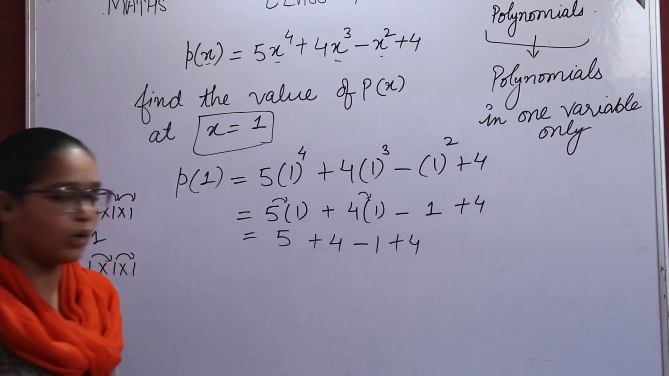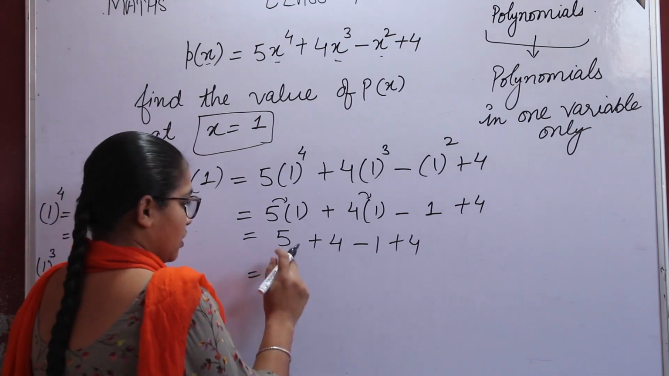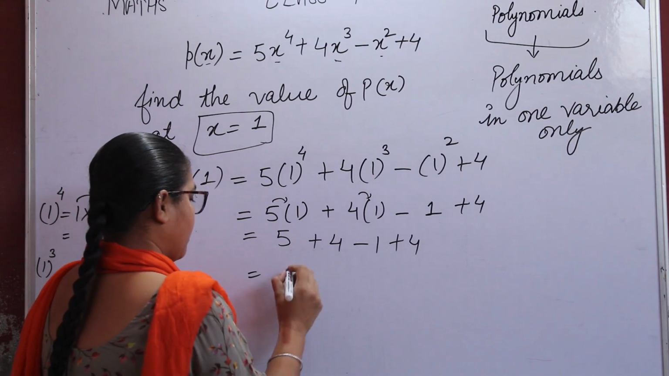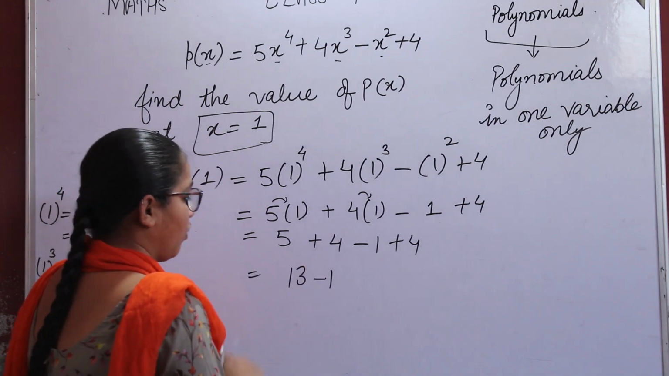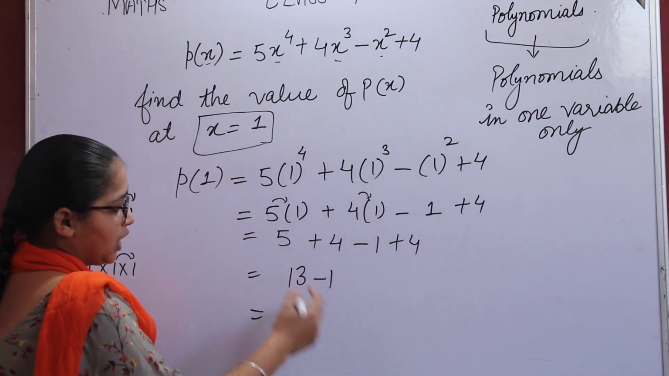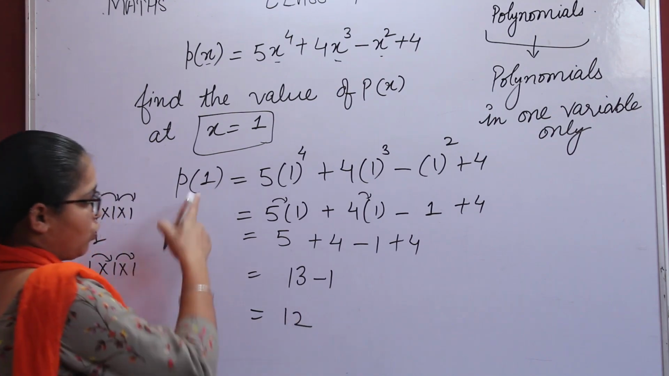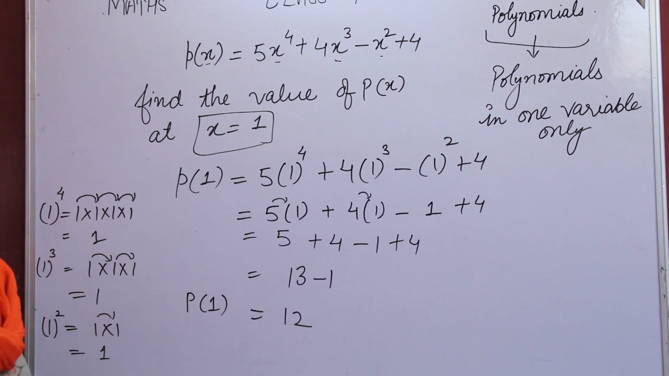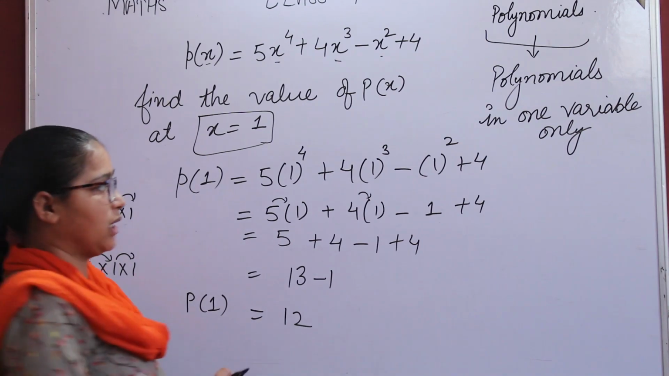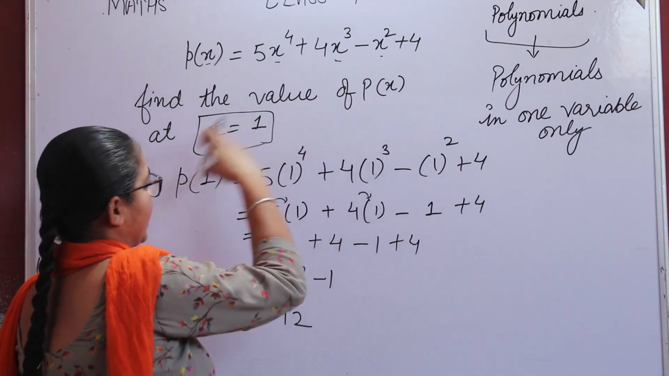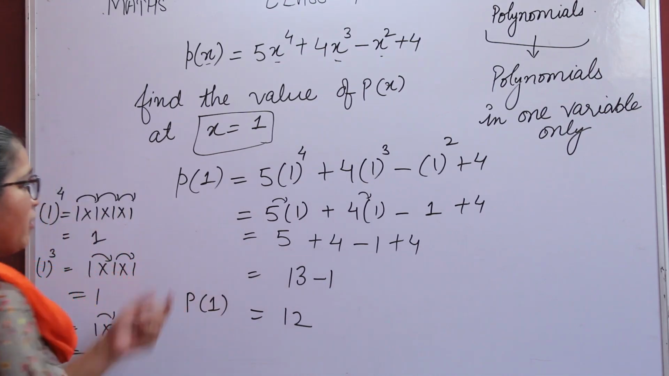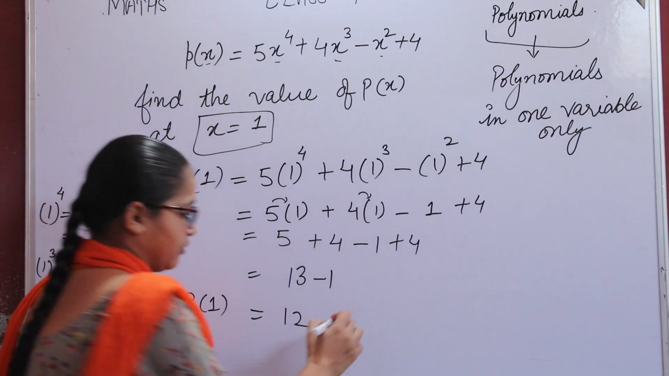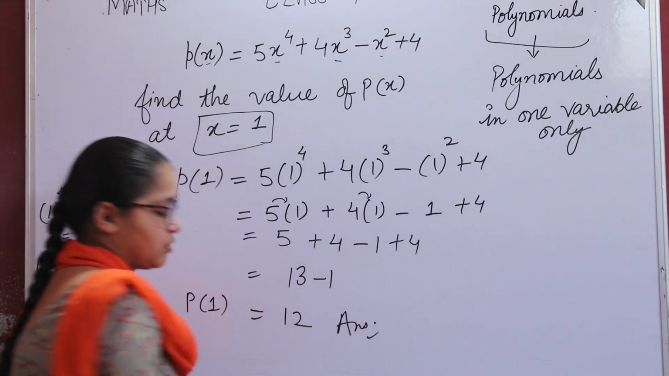So now calculate, firstly add the terms. 5 plus 4 is 9, 9 plus 4 is 13. Write 13 minus 1, following the DMAS rule. So now 13 minus 1 is 12. So what we get? P of 1 is 12. So we got the value of p(x) at x equals 1, meaning the value of this polynomial at x equals 1 is 12. So our answer is this.